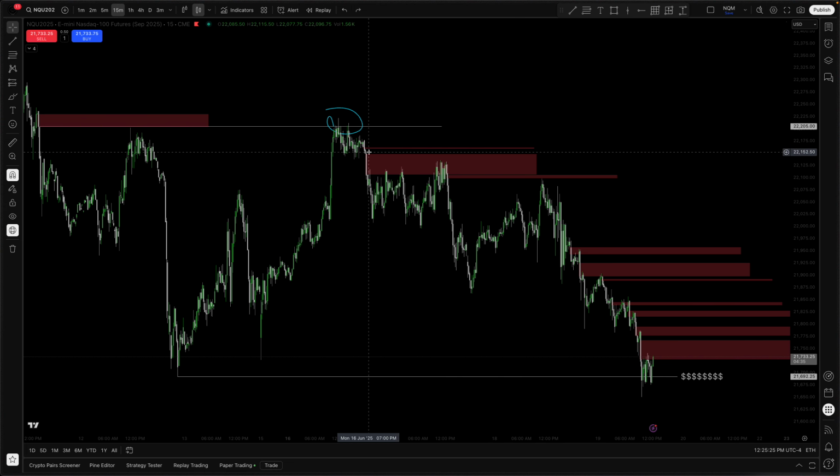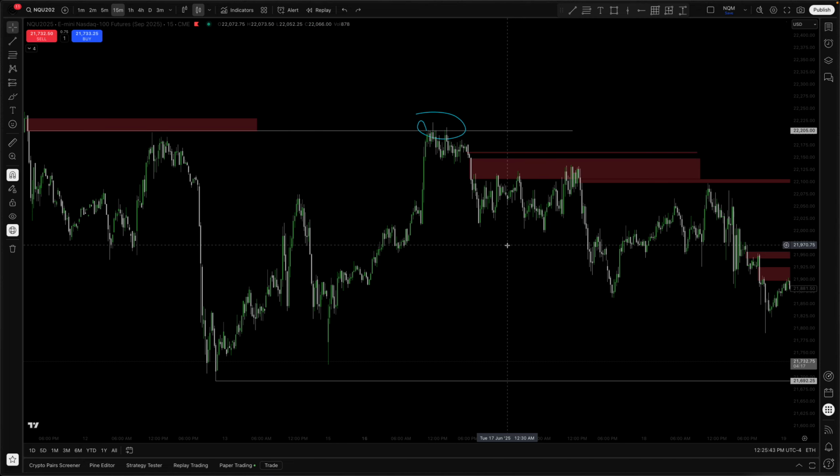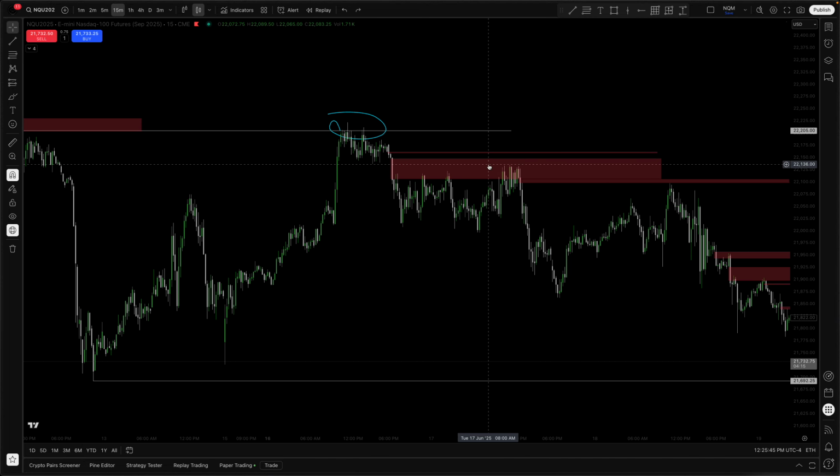I'm going to skip over power of three for now. So consolidate, then start moving in the opposite direction of where we came to get the liquidity. We came here, got the liquidity, and moved away from it. At some point, you're going to run out of paint. You're going to run out of money and volume to keep moving. So what happens? You come back here.